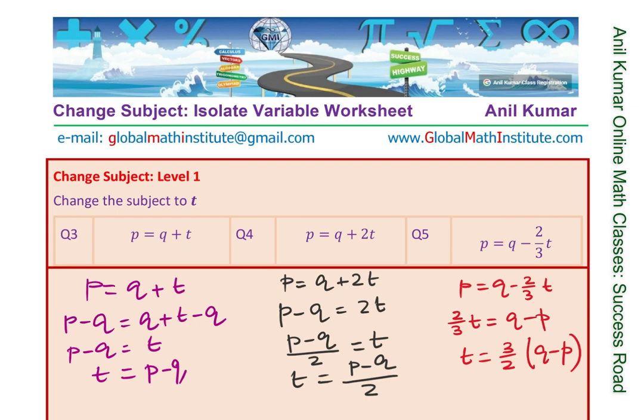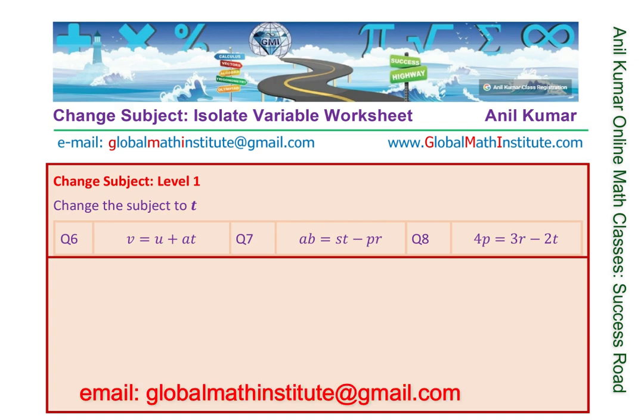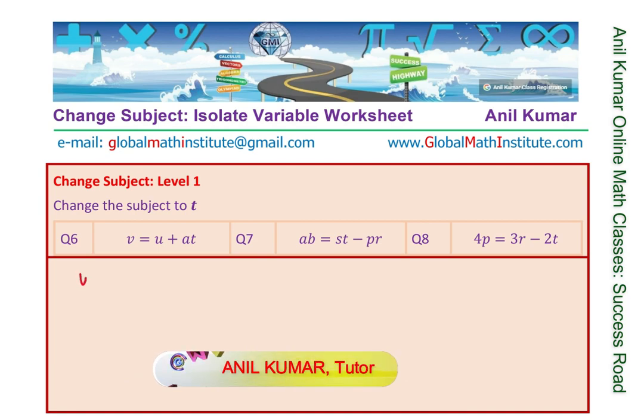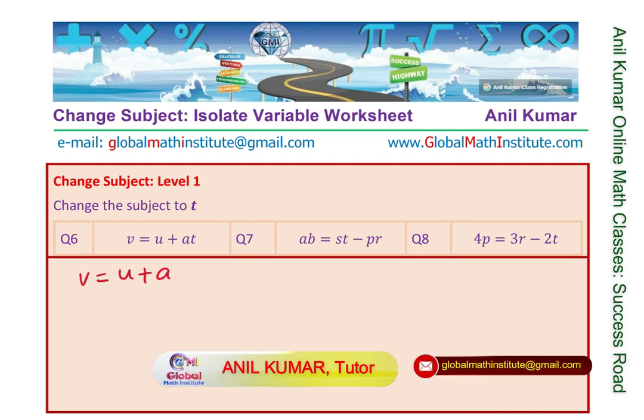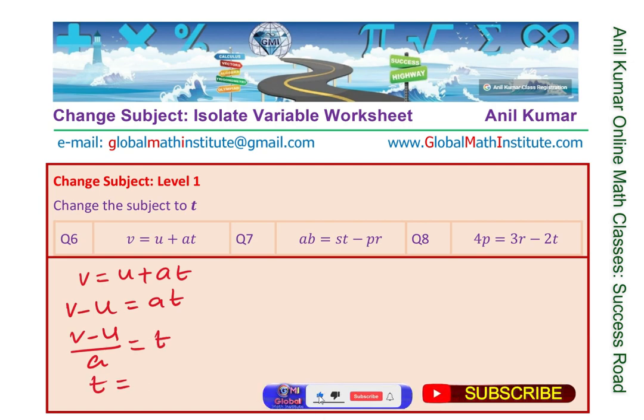Right. Now, here are a few more examples. You see that v equals u plus at, ab equals st minus pr, and 4p equals 3r minus 2t. How do we isolate t from these, or change the subject? Well, the combination is still the same. We have the first question, v equals u plus at. First we'll subtract u, so we get v minus u equals at, and then divide by a, so we get v minus u over a equals t. So we have isolated t, and we can write t as equal to v minus u over a. Make sense?